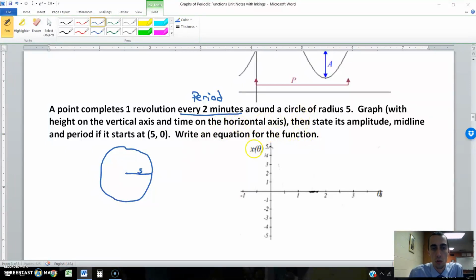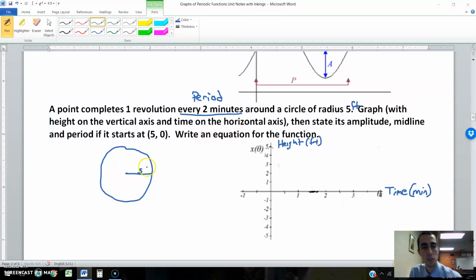We need to make a graph with height on the vertical axis and time on the horizontal axis. This is going to be time in minutes, because the period is described as every 2 minutes, and the height will be, we don't know what unit height we'll have. It says radius 5. So why don't we go with feet? So we need to do a graph and then say its amplitude, midline, and period.